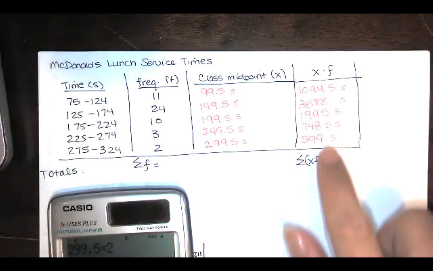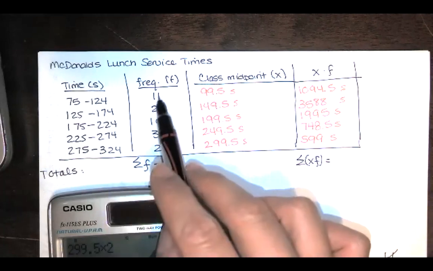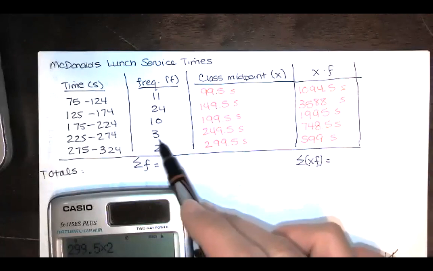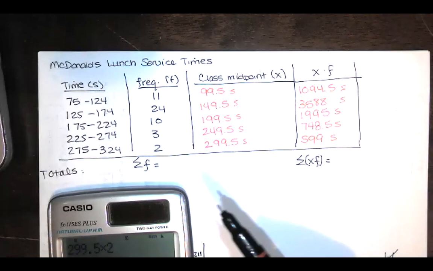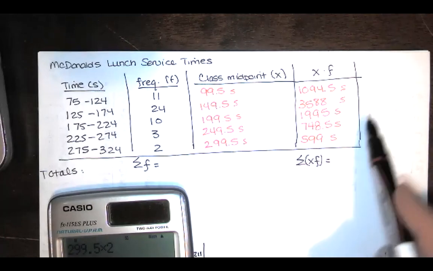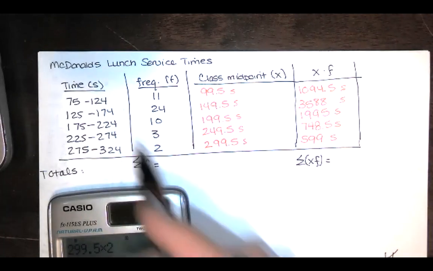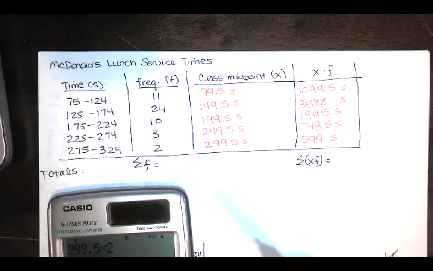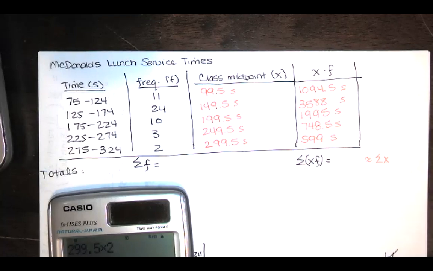So that's the approximate sum of the service times for these 11 people, these 24 people, these 10 people, these 3 people, and those 2 people. That's the approximate wait time that they had to wait to be served. Now, if we want to find the total, the sum of all of those lunch service times, well, we can't find it without the original data set, but if we add these together, that would be an approximation of the sum of all of the original X values. So we're going to add those together now.